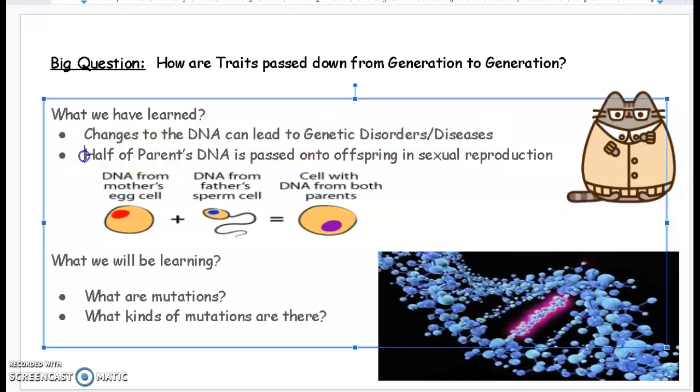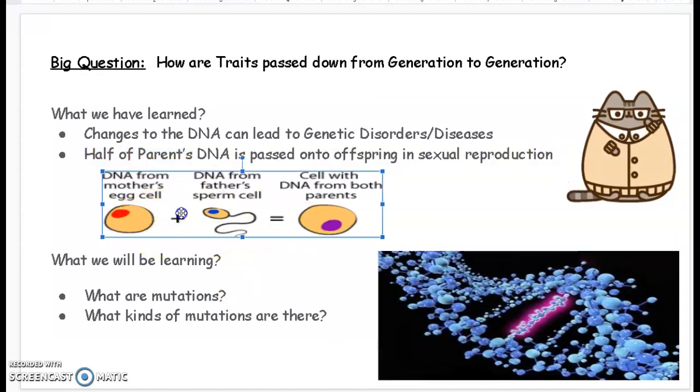We have also learned how half of parents' DNA is passed to the offspring in sexual reproduction. So remember, you are half of your parents. Sometimes you wonder, geez, I look like mom, but I also look like dad. That's the reason why. It's because you are a mix of your parents. You got half your DNA from mom, half of your DNA from dad. And so that's why you are literally a hybrid of your parents.